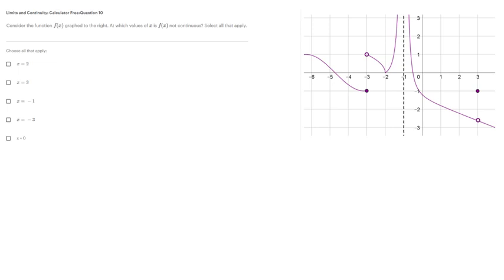So this first discontinuity is at -3. The second discontinuity is at -1. And this final discontinuity is at 3. And just to be sure, we'll check 2. That is continuous. We'll check 0. Again, continuous. And those are the right answers.